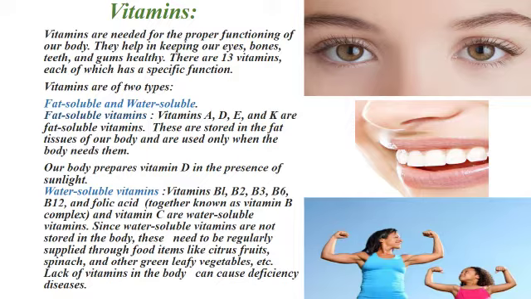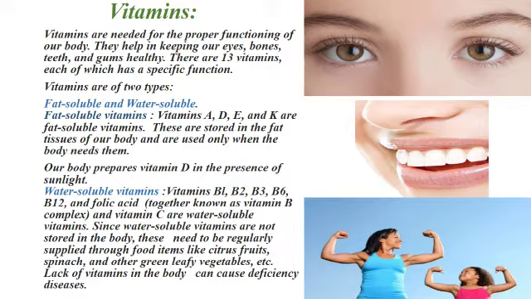There are two types of vitamins, fat soluble and water soluble. So what are fat soluble vitamins? Vitamins like A, D, E and K are fat soluble vitamins. What do you mean by that? They are stored in the fat tissues of our body and are used only when the body needs them.